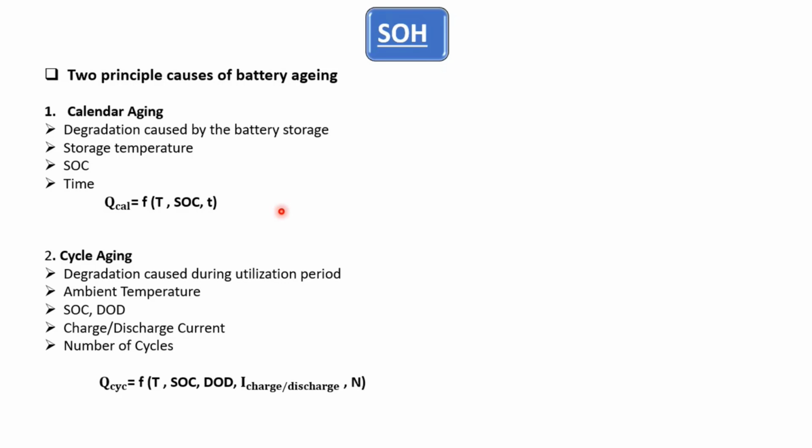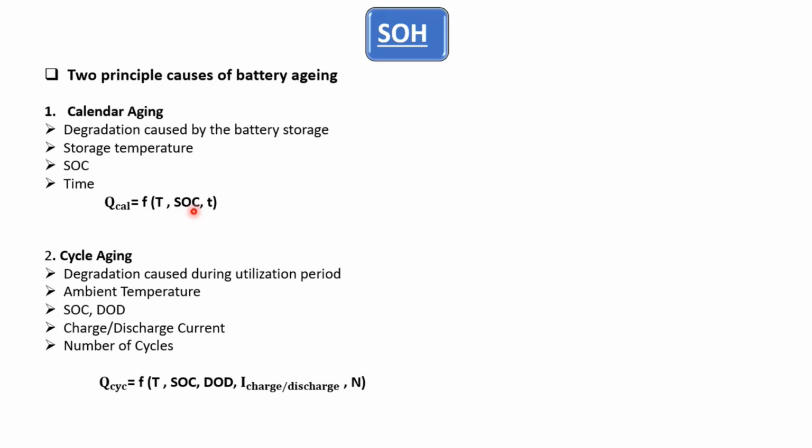Now the same battery pack I have taken and I am charging and discharging with a number of cycles. When I'm charging and discharging, obviously the depth of discharge also will come into picture. Whereas in calendar aging, I'm not charging anything, so I'm not discharging anything. So the depth of discharge will not affect much here.